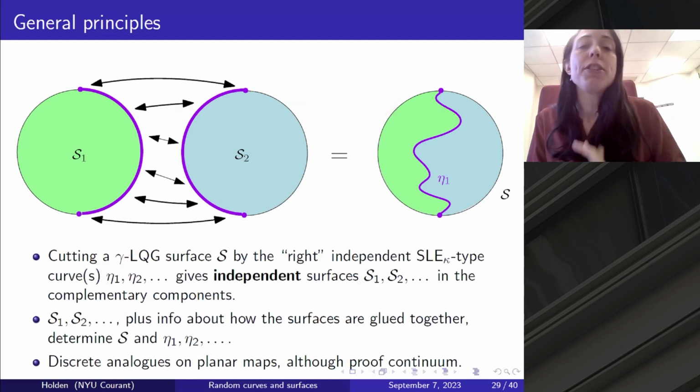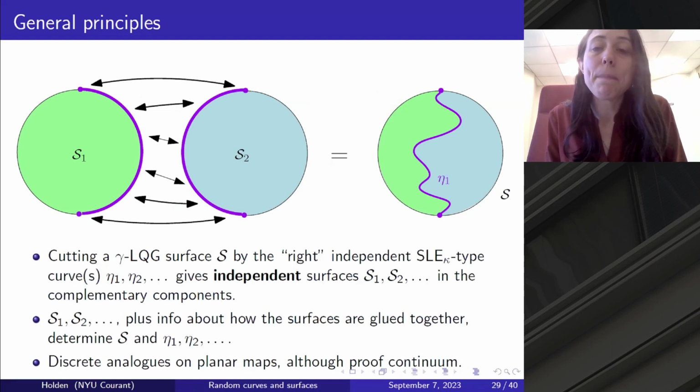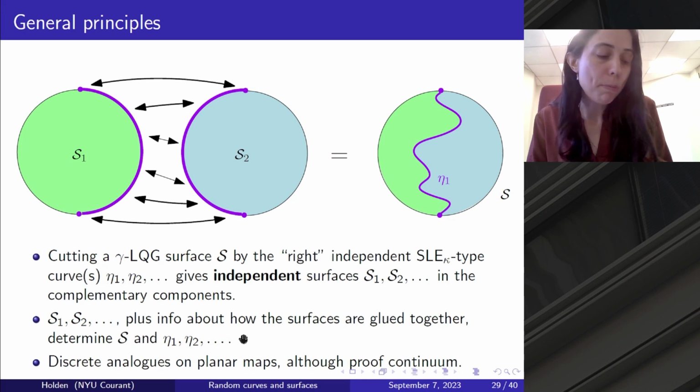So the various conformal welding results have certain general properties in common. The general setting is that we consider some LQG surface, and we cut it into two or more smaller LQG surfaces via independent SLE type curves. And if we have chosen these SLE type curves appropriately, then the smaller surfaces will be independent of each other. It's also typically the case that if we know the smaller LQG surfaces, then we can recover the original LQG surface via some variant of conformal welding. And it's typically also the case that there are discrete counterparts in the setting of planar maps.